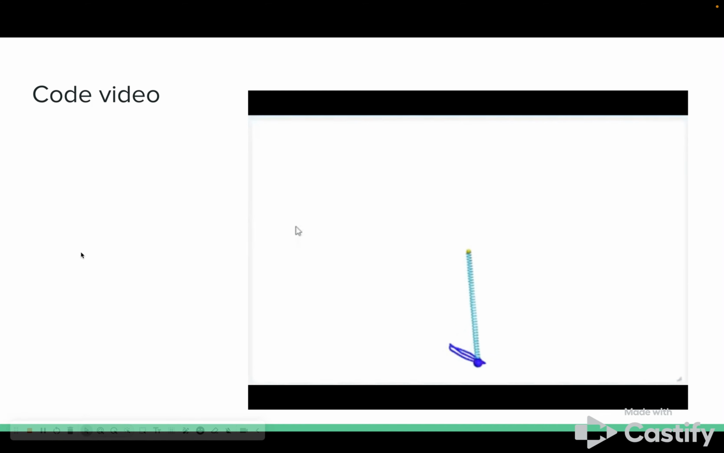So here's the video of the coding results. And it kind of follows the video as it's a mass connected to a spring, and it oscillates in that up and down kind of circular motion.